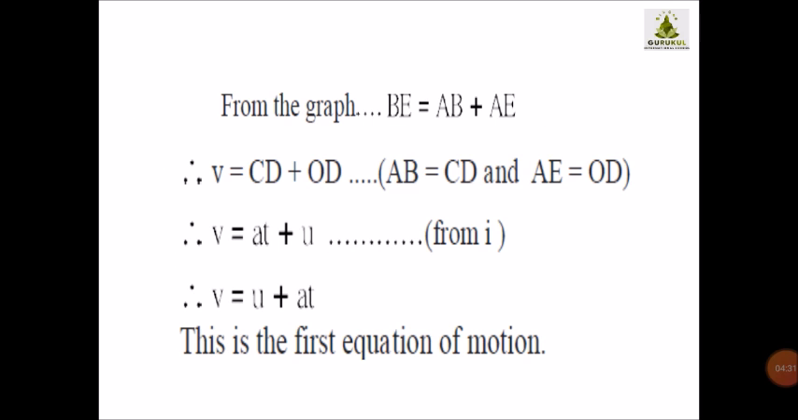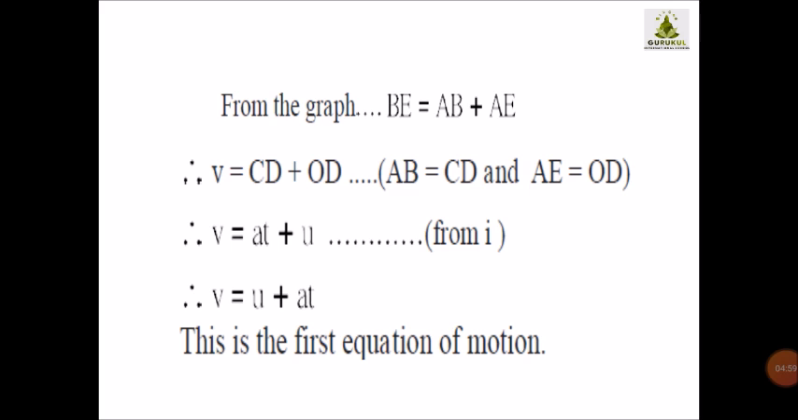So what you will get from the graph, BE, kindly refer the graph, children. BE is equal to AB plus AE. Therefore, V is equal to CD plus OD. And because it is parallel on the other side, you will get AB is equal to CD and distance AE is equal to distance OD. Therefore, V is equal to AT plus U.